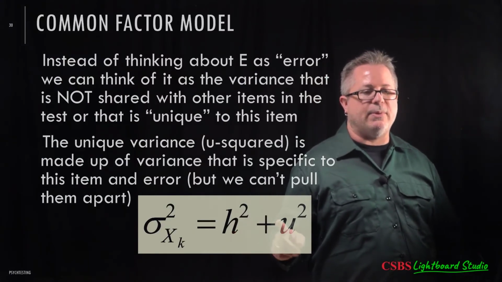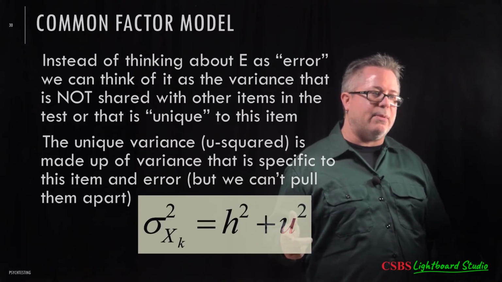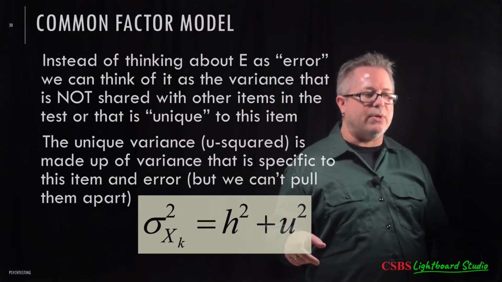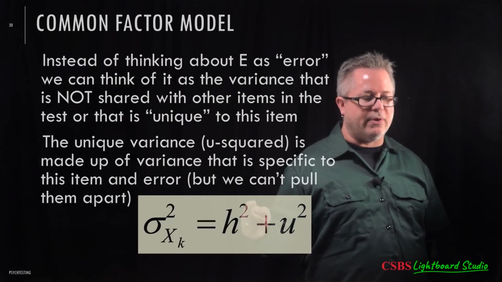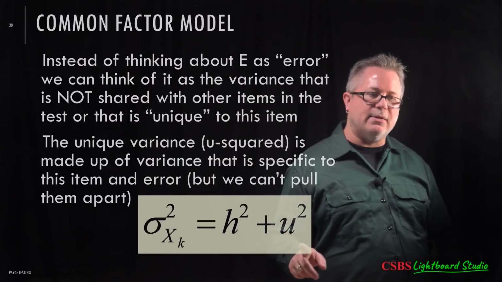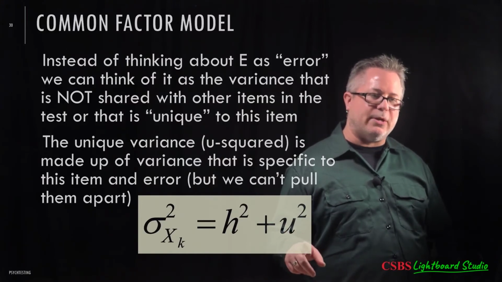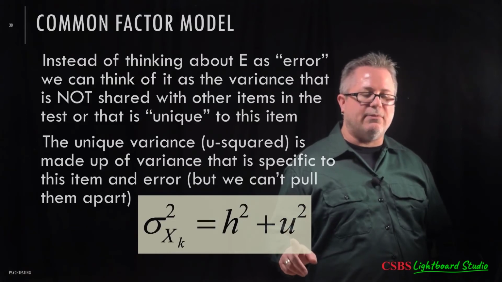There's also going to be variance that's unique to that item. So instead of thinking about E as error or random noise, we could think of it as the variance that's just not shared. So there's variance shared between the items, and then there's variance that's unique to an item that it doesn't share. And so you can think of that as its uniqueness or unique variance.